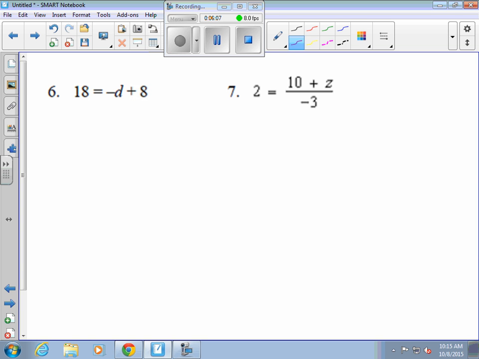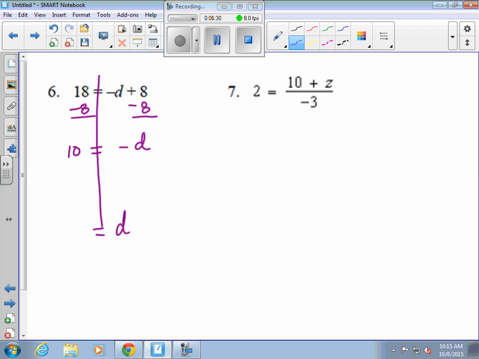Number 6 says 18 is equal to negative d plus 8. You want to get d all by itself. It says plus 8, undo that on the right by subtracting it. If you subtract 8 on the right, subtract 8 on the left, and you have 10 left over, equals not d, but it says negative d.